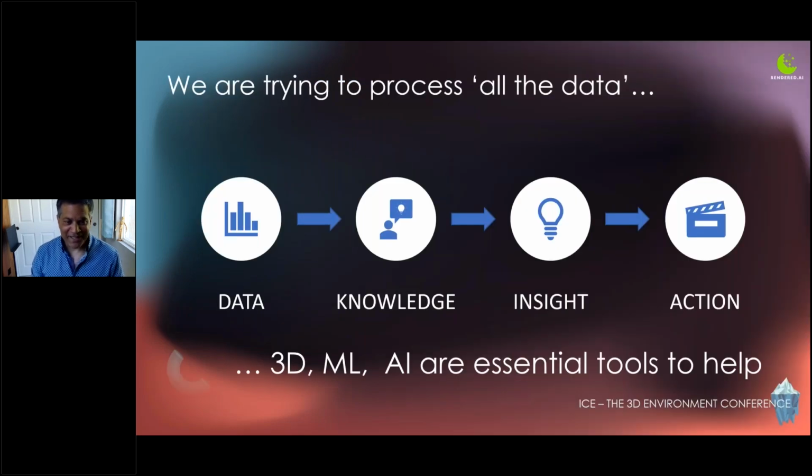We're trying to process all the data to address some really significant issues going on around us, like the need to support population shifts, the need to support a transition to cleaner energy, and the need to support a transition to safer roads and safer vehicle driving patterns. So we're trying to process all this data so that we can arrive at actionable conclusions. And we're assuming that 3D machine learning and artificial intelligence are essential tools to help us process all this data.